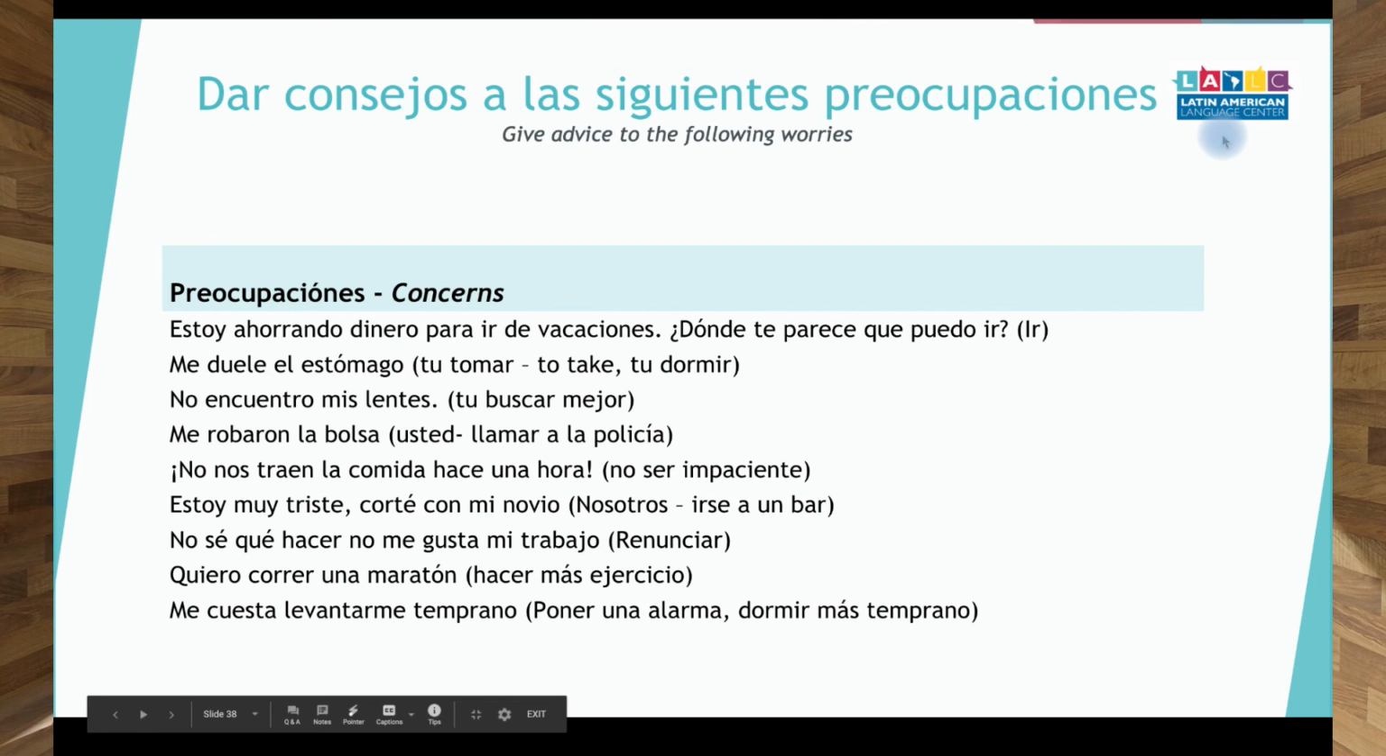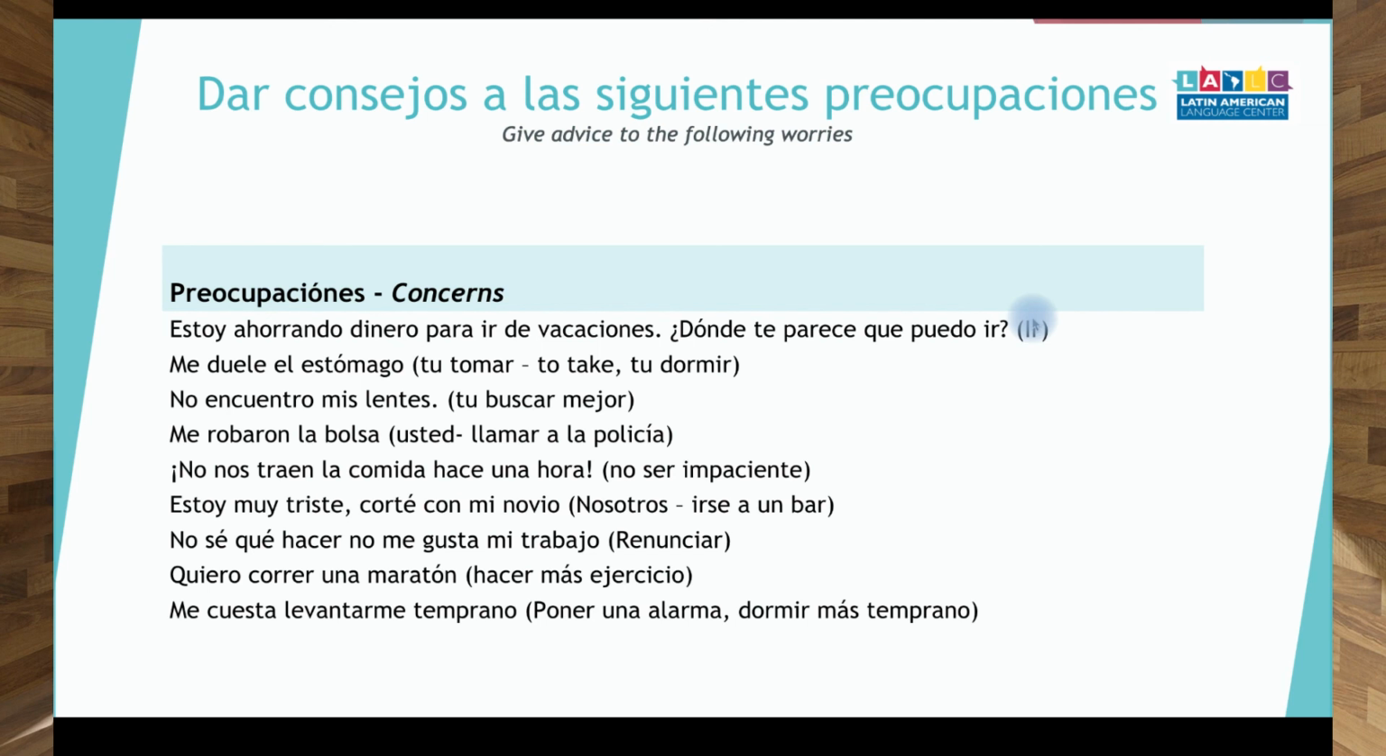For example, estoy ahorrando dinero para ir de vacaciones. Meaning I'm saving money to go on vacation. Where do you think I can go? ¿Dónde te parece que puedo ir? Use the verb ir, for example. What I would say is ve a México, you see. That would be a suggestion that I would give.